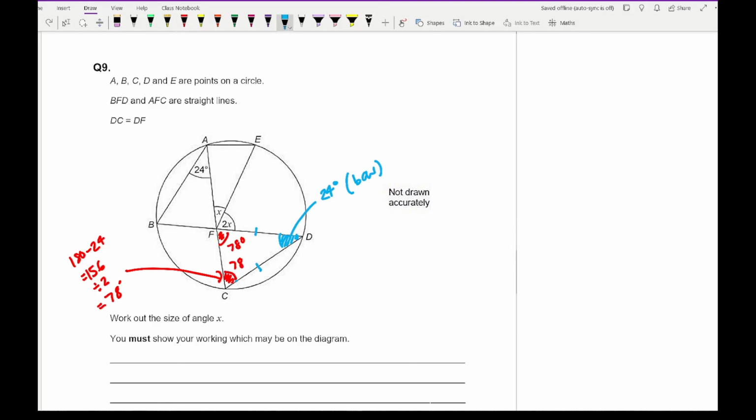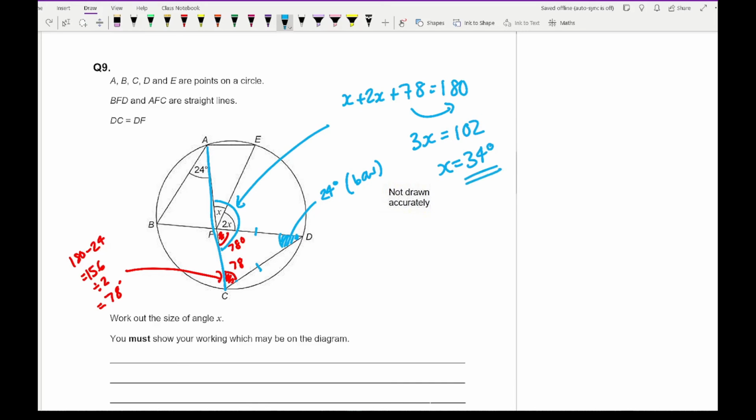Now, one thing I do notice is that this is a straight line, so these angles here collectively must add up to 180. So here I've got x plus 2x plus 78 equals 180 degrees. I take the 78 over to the side, in which I've got 3x equals 102. And then if I divide 102 by 3, I get an answer of x equals 34 degrees.